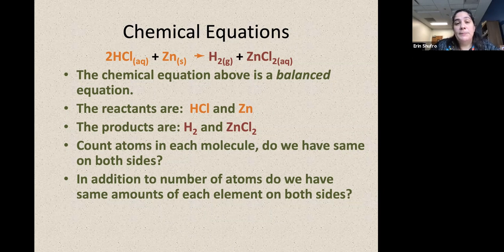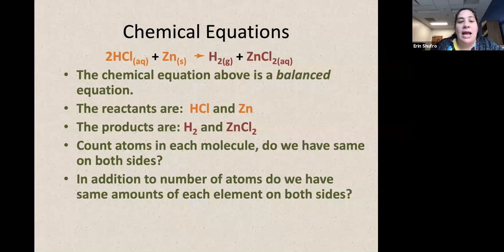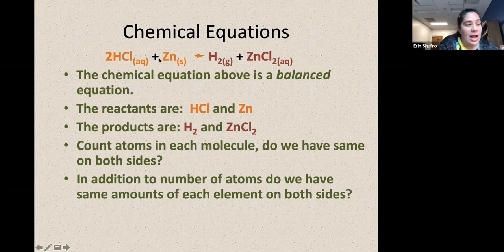Now let's look at the zinc. On the left, I have no subscript. So that means that my zinc is not bonded to anything. And I have just an imaginary 1 out here. So I have 1 atom of zinc on the left. It's not bonded to anything, right? It's just hanging out by itself. On the right, this little tiny imaginary 1 down here tells me that I have 1 zinc per zinc chloride. And this imaginary 1 out here tells me that I have 1 zinc chloride.